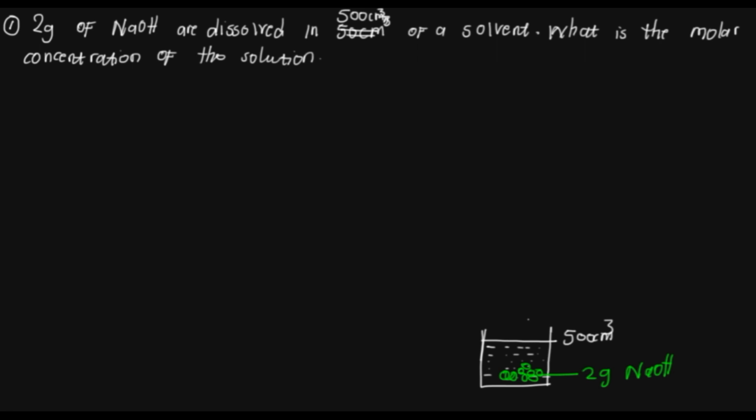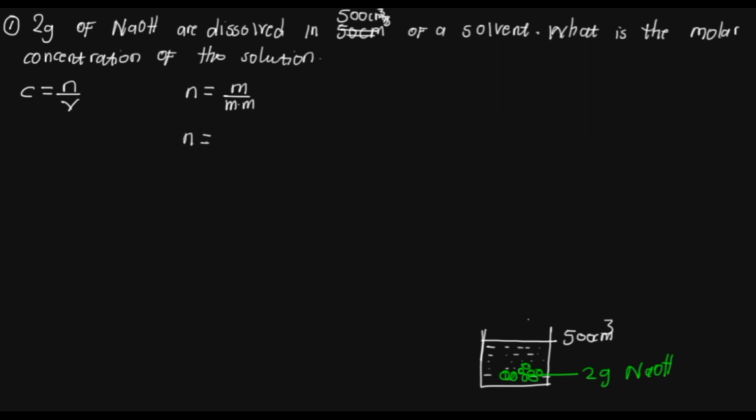So let's go back to our formula. We know that concentration is equal to number of moles over volume. From there we can see that we have the volume, so the only thing to do is find the number of moles. What is 2 grams of sodium hydroxide in terms of number of moles? When mass is given, number of moles is equal to mass over molar mass.